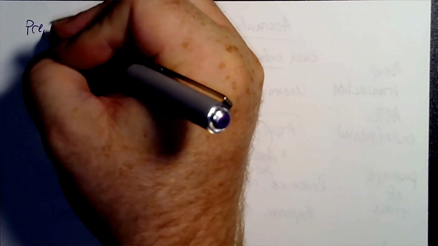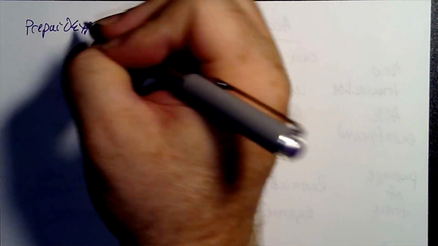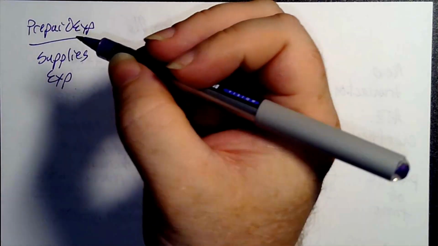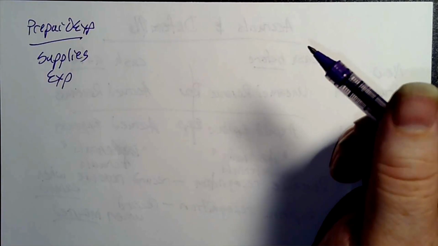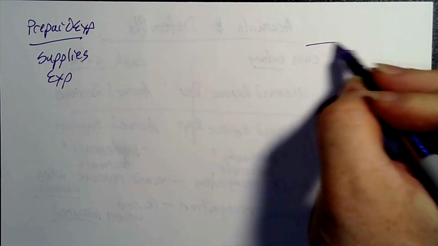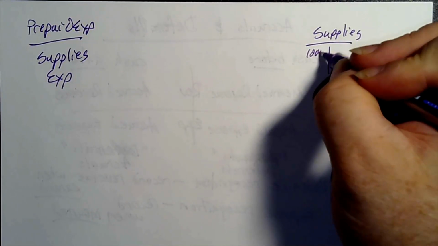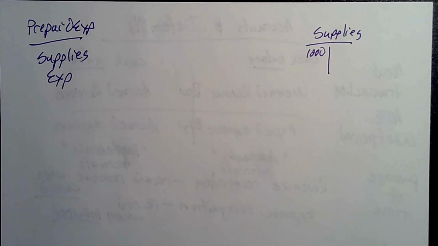Okay, let's look at another prepaid expense, and this one's not as obvious, and it works a little bit differently. So this is a prepaid expense again, and it's going to be for supplies. It's going to be a supplies expense. Now, at some point in the past, we've bought some supplies. And so maybe there is a certain amount in our supplies asset account, because supplies are an asset. Maybe there's $1,000 in this supplies account.